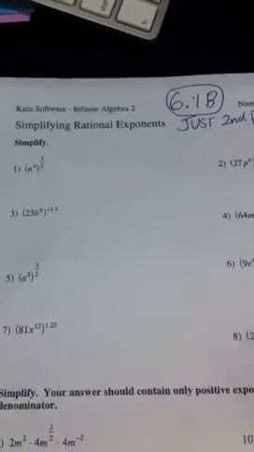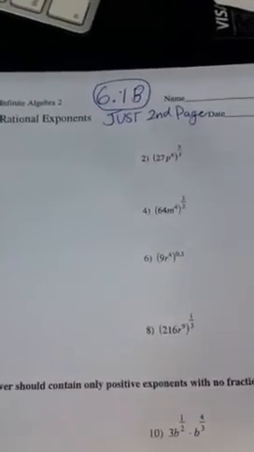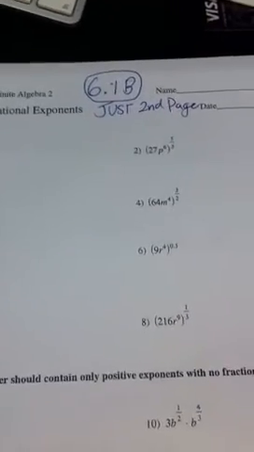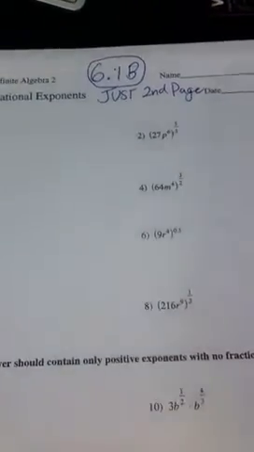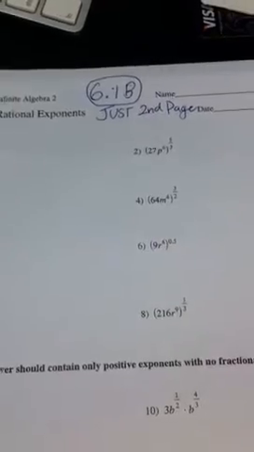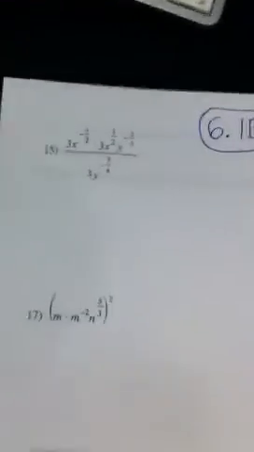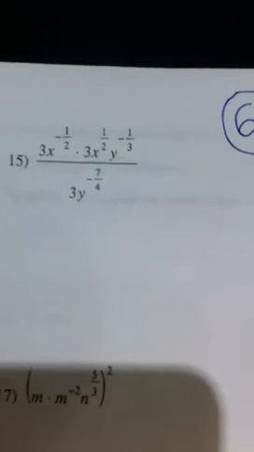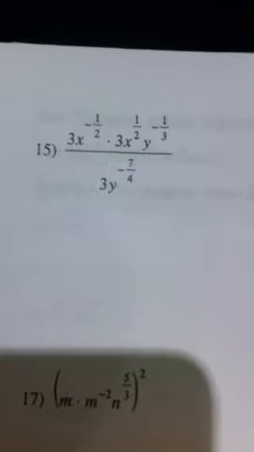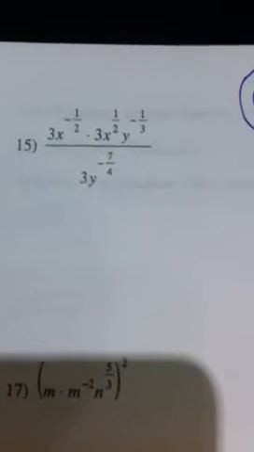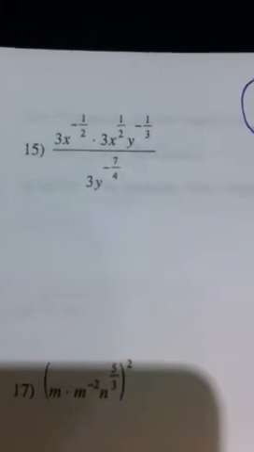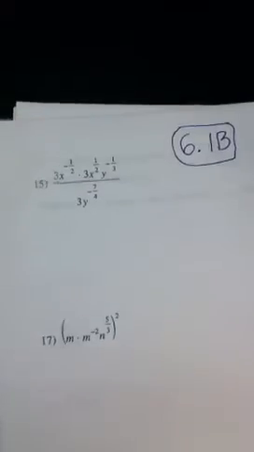Okay, simplifying rational exponents. I'm calling this 6.1b. We didn't do a whole lot of this, so if you're looking at the document that I sent out, just go to the second page. For 6.1b, the only thing that we did was stuff that looked like this. So I'm going to do 15 and 22 if you're looking at the same document that I am. I'm looking at number 15.